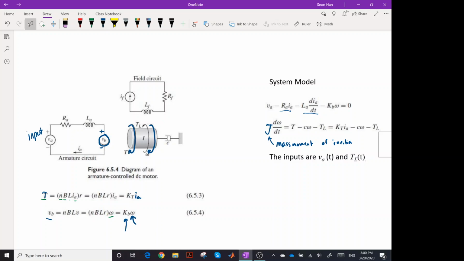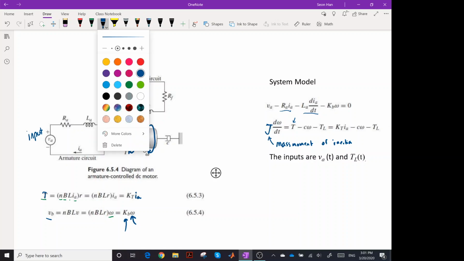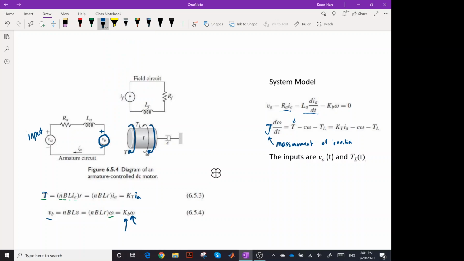On the right hand side, the sum of the torque consists of the supply torque from the armature circuit, that's this T, which is also proportional to the current, and minus some kind of damping term, C. And then this is the load torque, TL. Okay, L stands for the load. So there are two inputs in the system: the armature voltage V that you supply, and the load that the motor needs to carry.